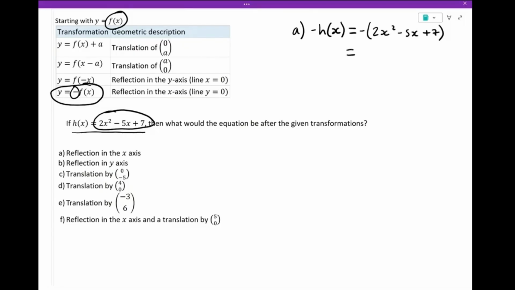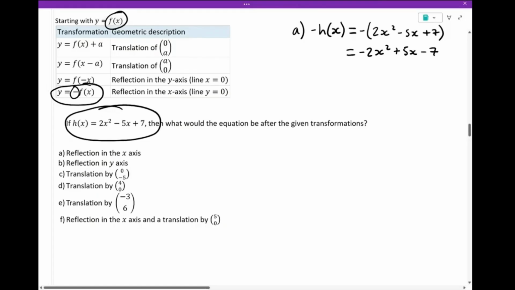But let's expand the brackets, and I would get negative 2x squared, plus 5x, and then subtract 7. And the idea is, if I was to sketch h of x, and I was to sketch this one here, the relationship between the two would be that they are a reflection in the x-axis of each other.